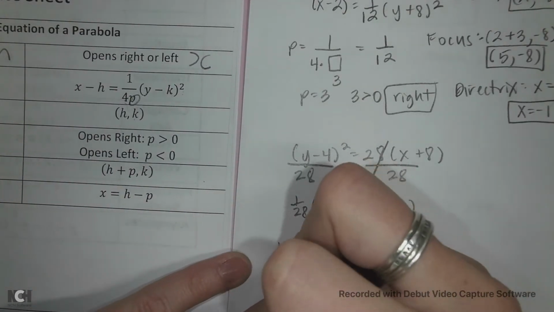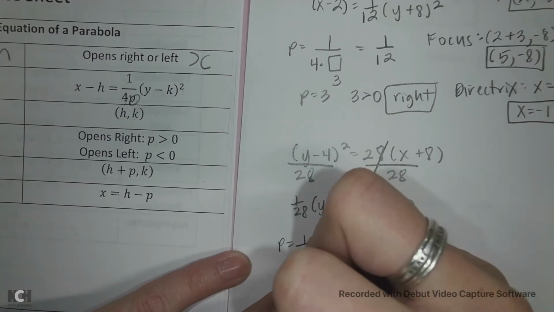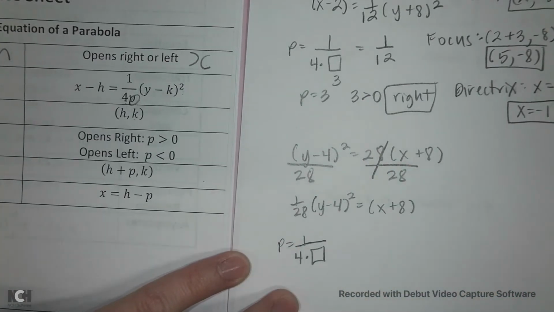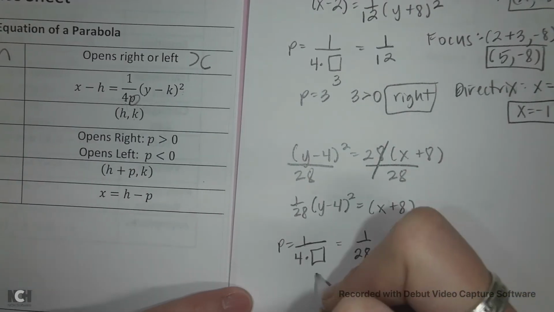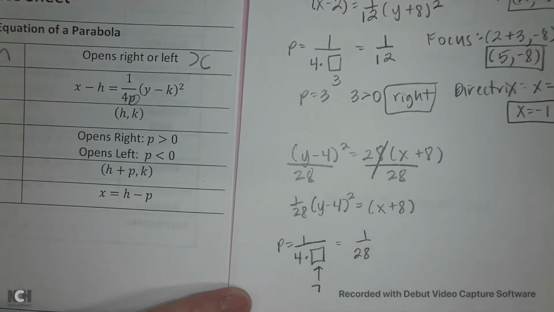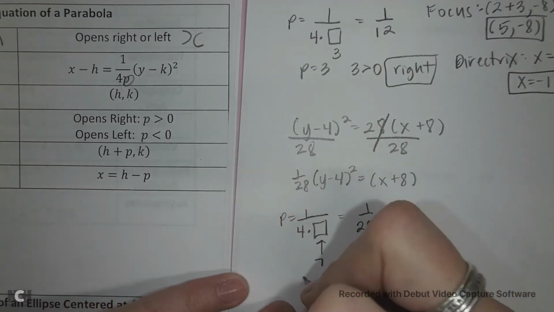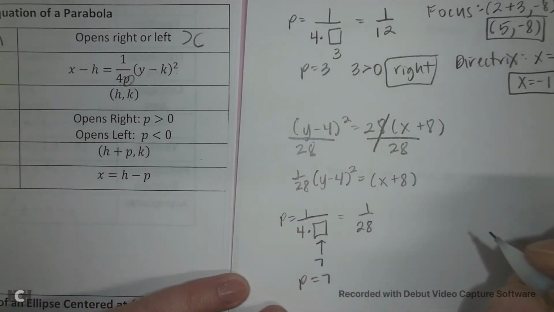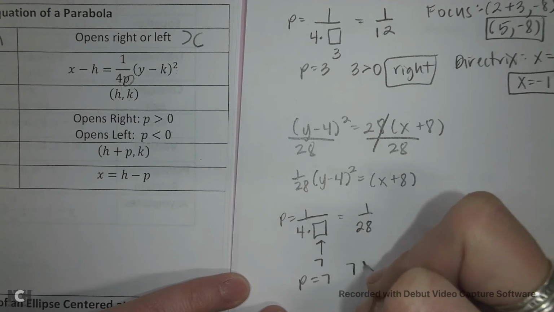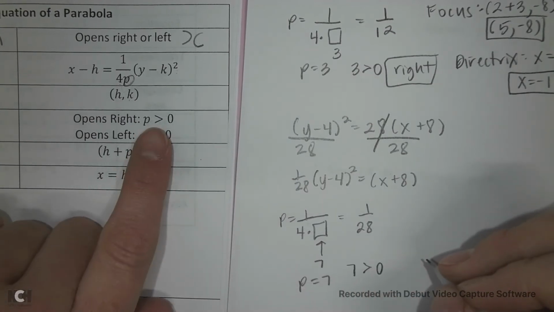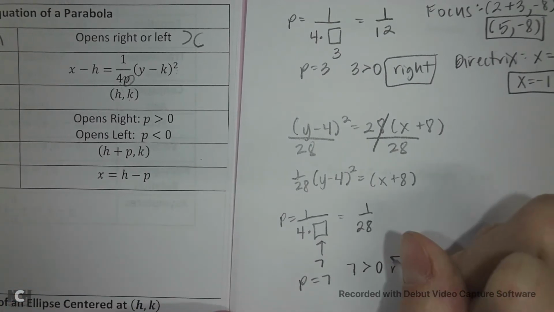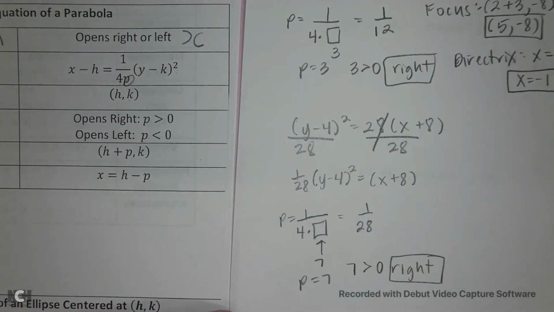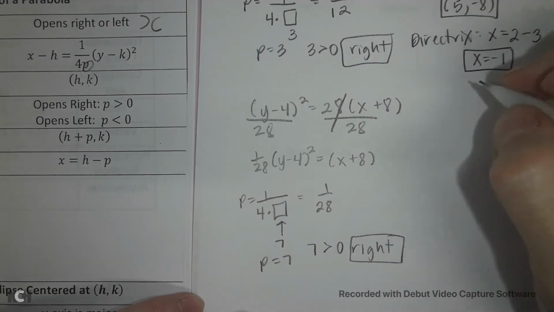Okay, so now we figure out our p-value. So remember again, our p is 1/4 times something, and that will give us 1/28. Well, 4 times 7 is 28, so our p is equal to 7. Since our 7 is greater than 0, this guy is going to open to the right. And we have our first answer.